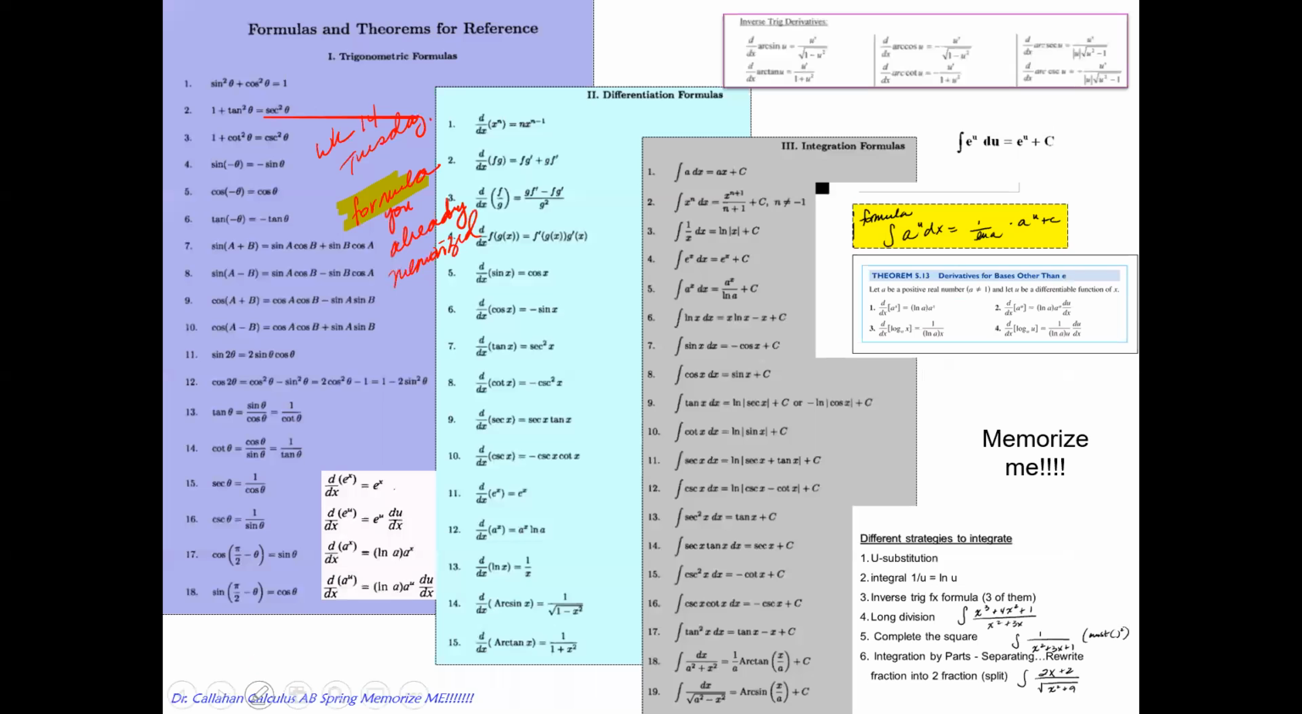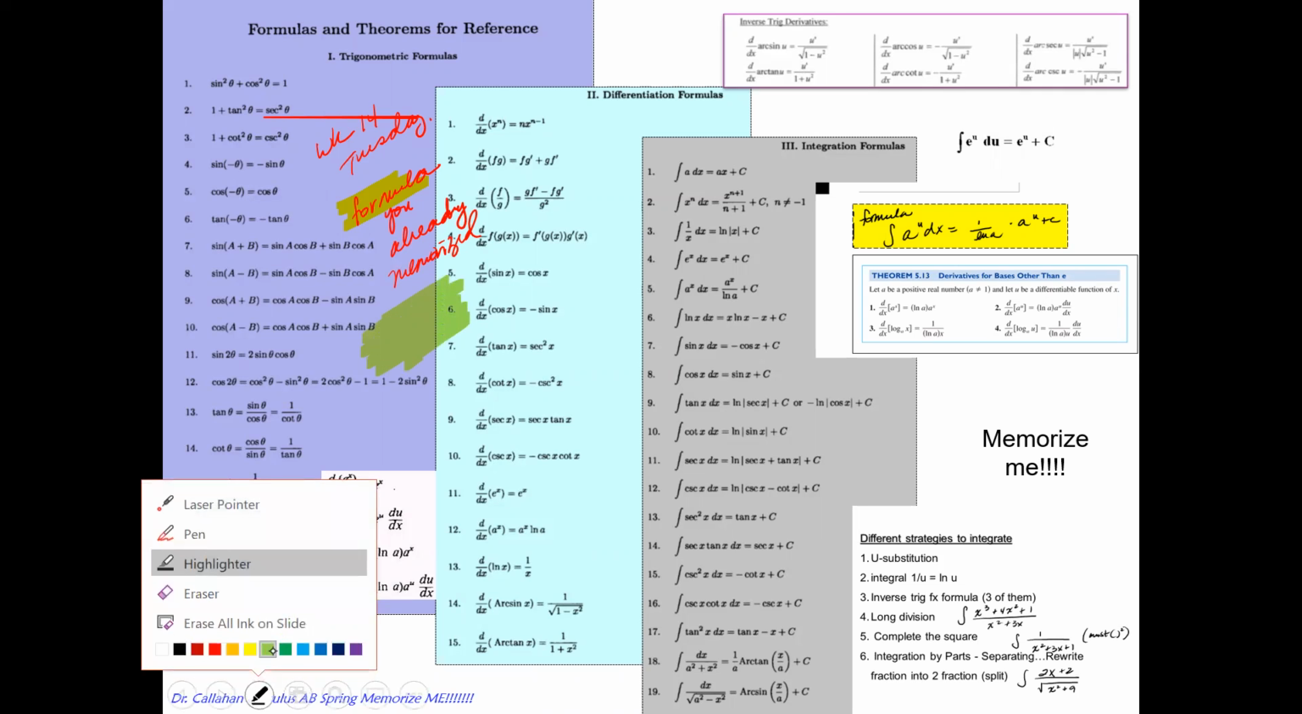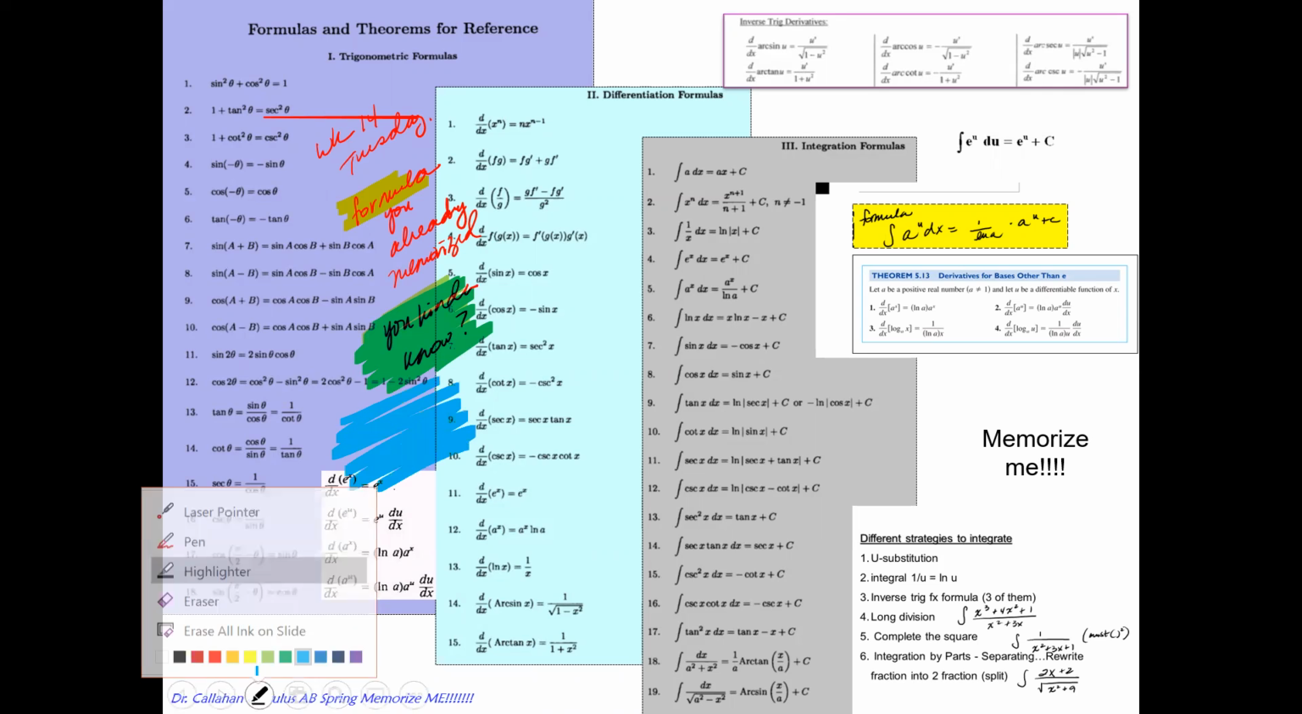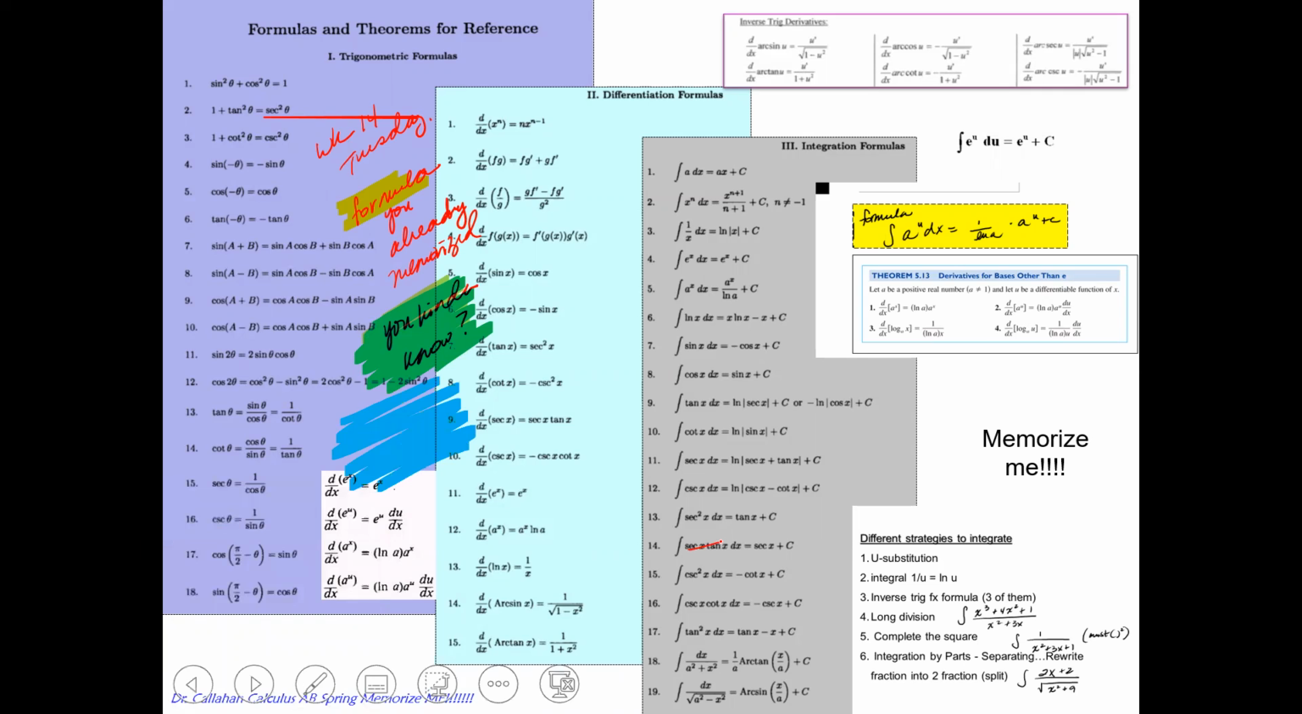Next, I want you to use another highlighter. So in this case, I'm going to use green, which you can't really tell as well. So let's try this green. There you go. That's a little bit better. And I want you to go ahead and highlight the ones that you kind of know, but you're not quite sure. Maybe you need a little bit of additional work. And the very last one, the third color, go ahead and highlight the ones that you definitely need to memorize.